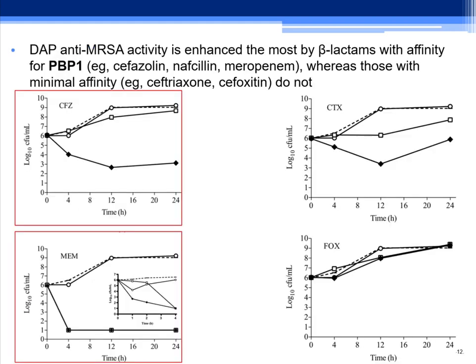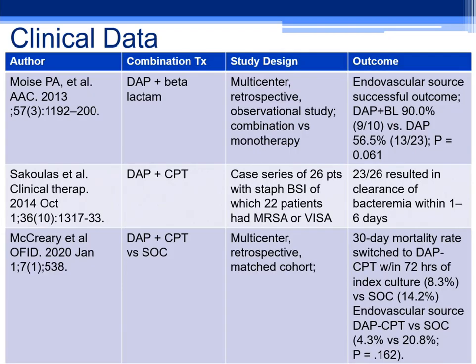Getting more specific down to beta-lactams, we don't always jump to dapto ceftriaxone. You can see that beta-lactams with affinity for PBP1, for example cefazolin and meropenem, have a lot more enhancement of daptomycin's activity than the other agents. And you can see here a simple kill log ratio over time again. Cefazolin has that greater time, and so does meropenem, when compared to cefoxitin and ceftriaxone.